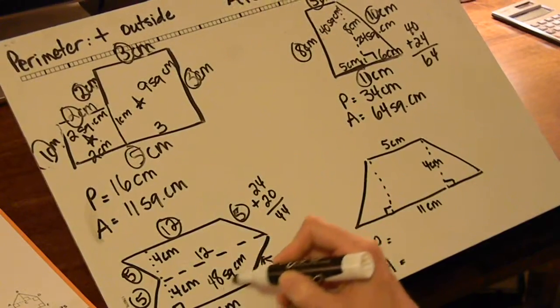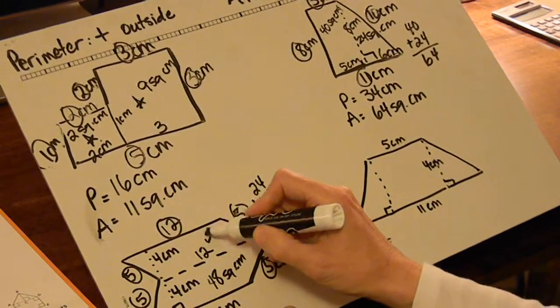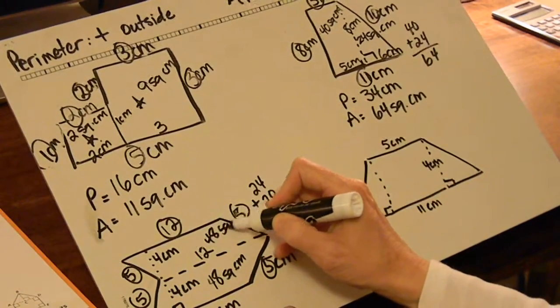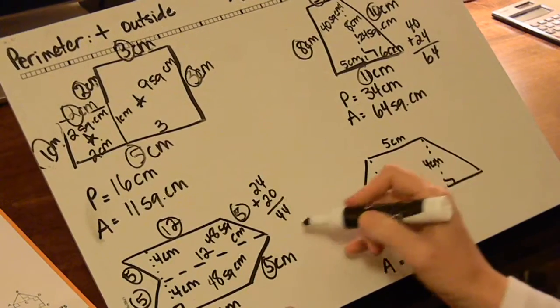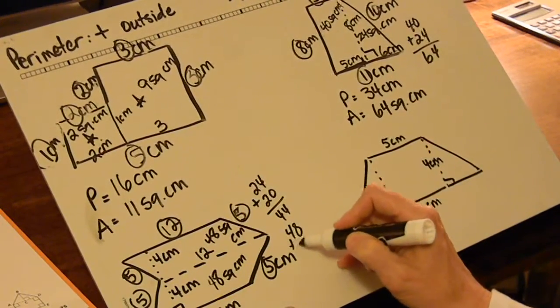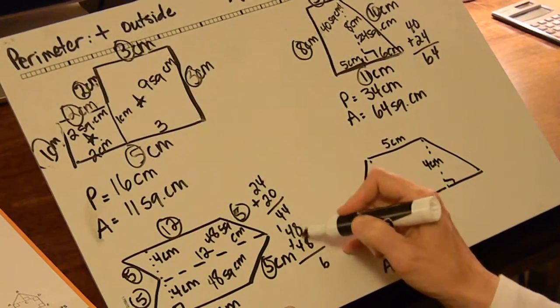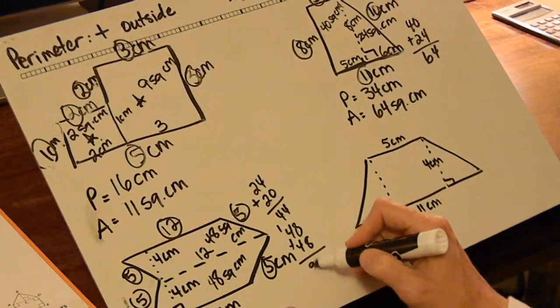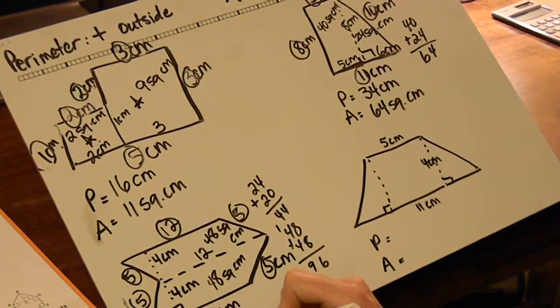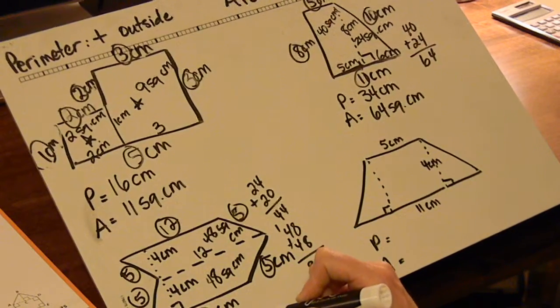So this has an area of 48 square centimeters. If this has an area of 48 square centimeters, that means this does. Now we just need to add them together. 48 plus 48. 8 plus 8 is 16, carry the 1. 4 plus 4 is 8 plus 1 is 9. We end up with 96 square centimeters.